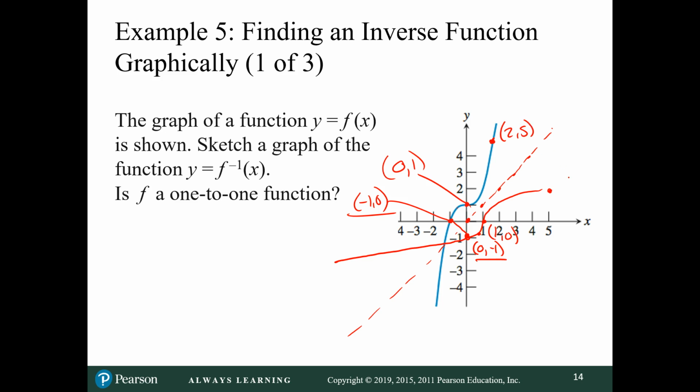2, 5 goes to 5, 2. See how we're just switching the orders of the ordered pairs to get its mirror image? Switch the order of the ordered pairs, you get a mirror image.